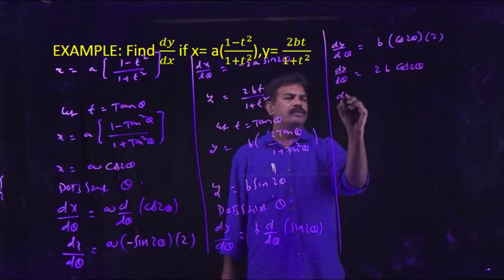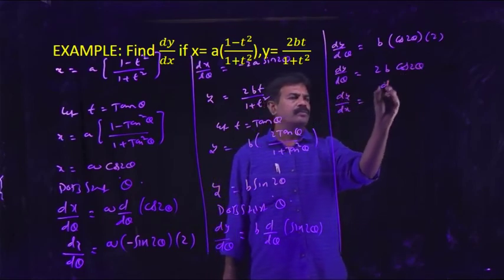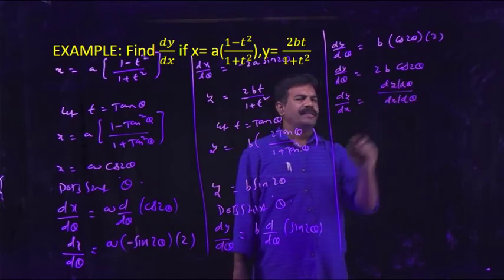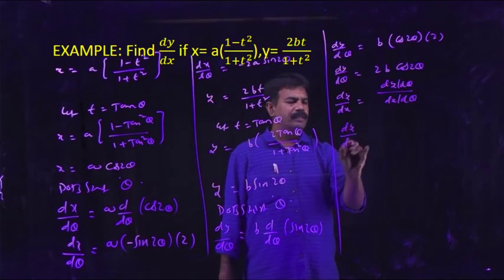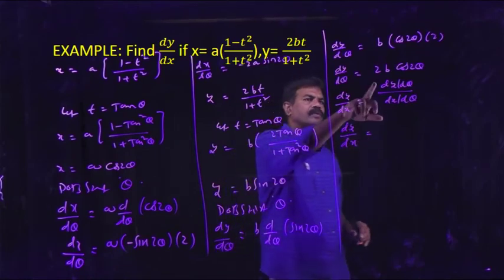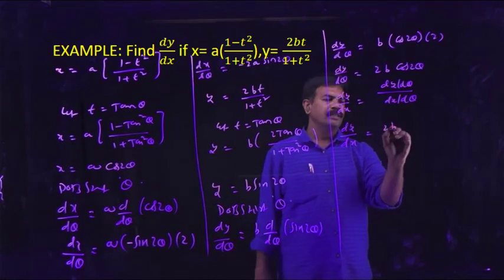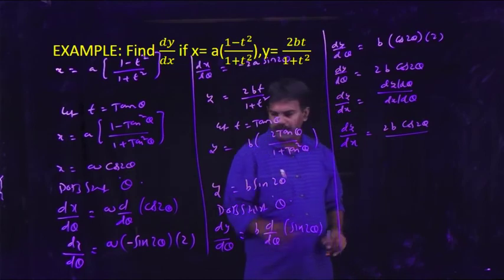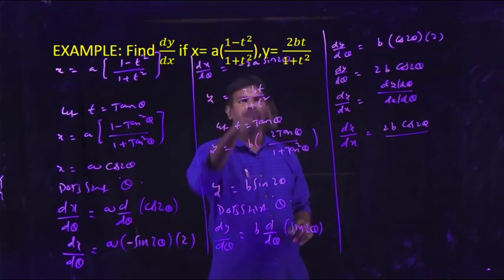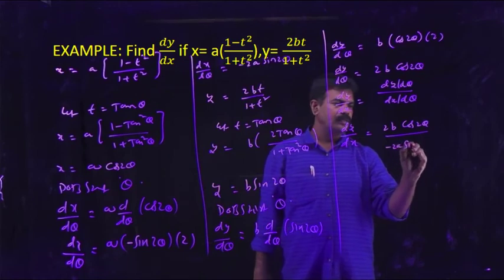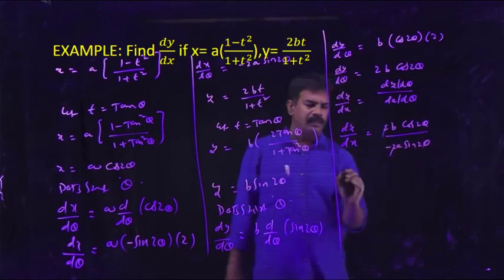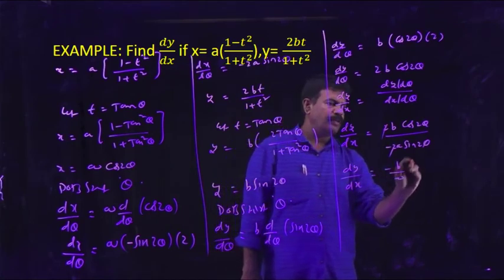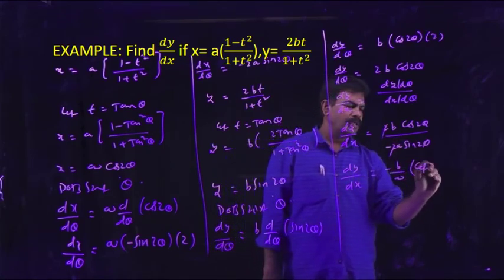So we take dy by dx is equal to dy by d theta by dx by d theta. That is dy by dx is equal to, we know the value of dy by d theta, that is 2b into cos 2 theta by dx by d theta, which is minus 2a sin 2 theta. 2 cancel. dy by dx is equal to minus b by a into cos by sin, means cot 2 theta.